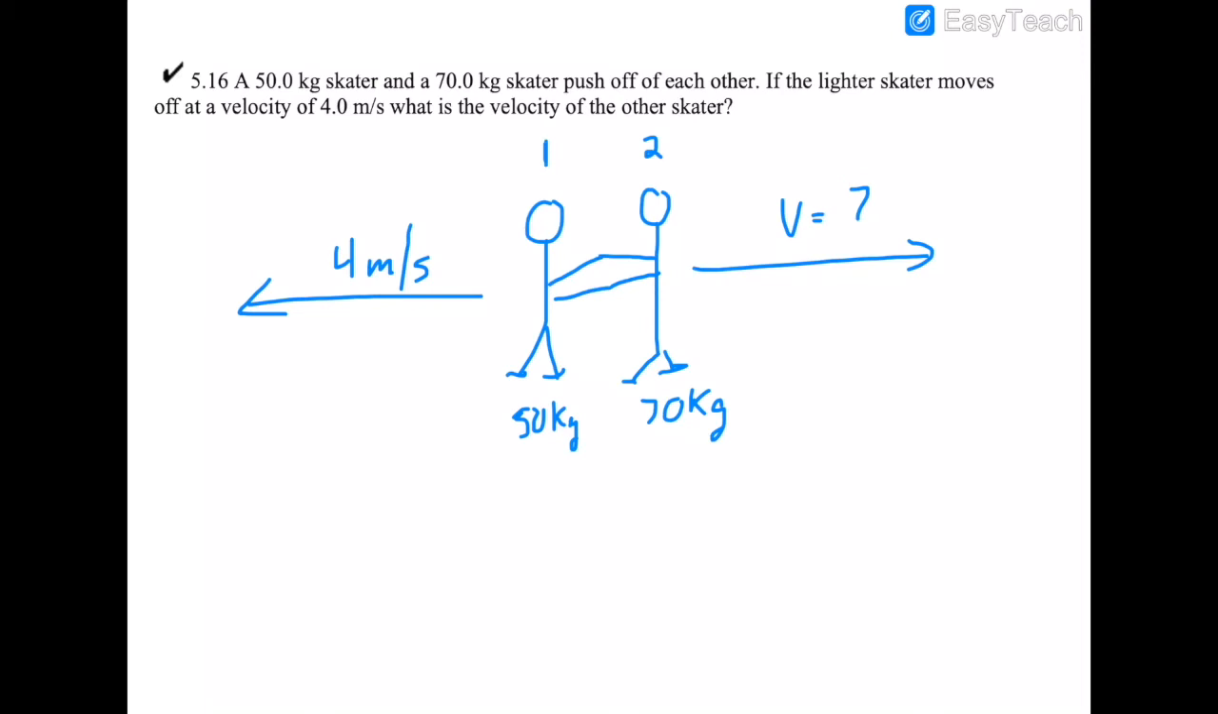So before the event, we have the momentum of skater 1, which is M1 times V1, plus the momentum of skater 2, which is M2 V2: how fast that skater is going times its mass. And that should be equal to the mass of the skater afterwards times the velocity of the skater afterwards, plus the mass of the other skater afterwards times its velocity afterwards.